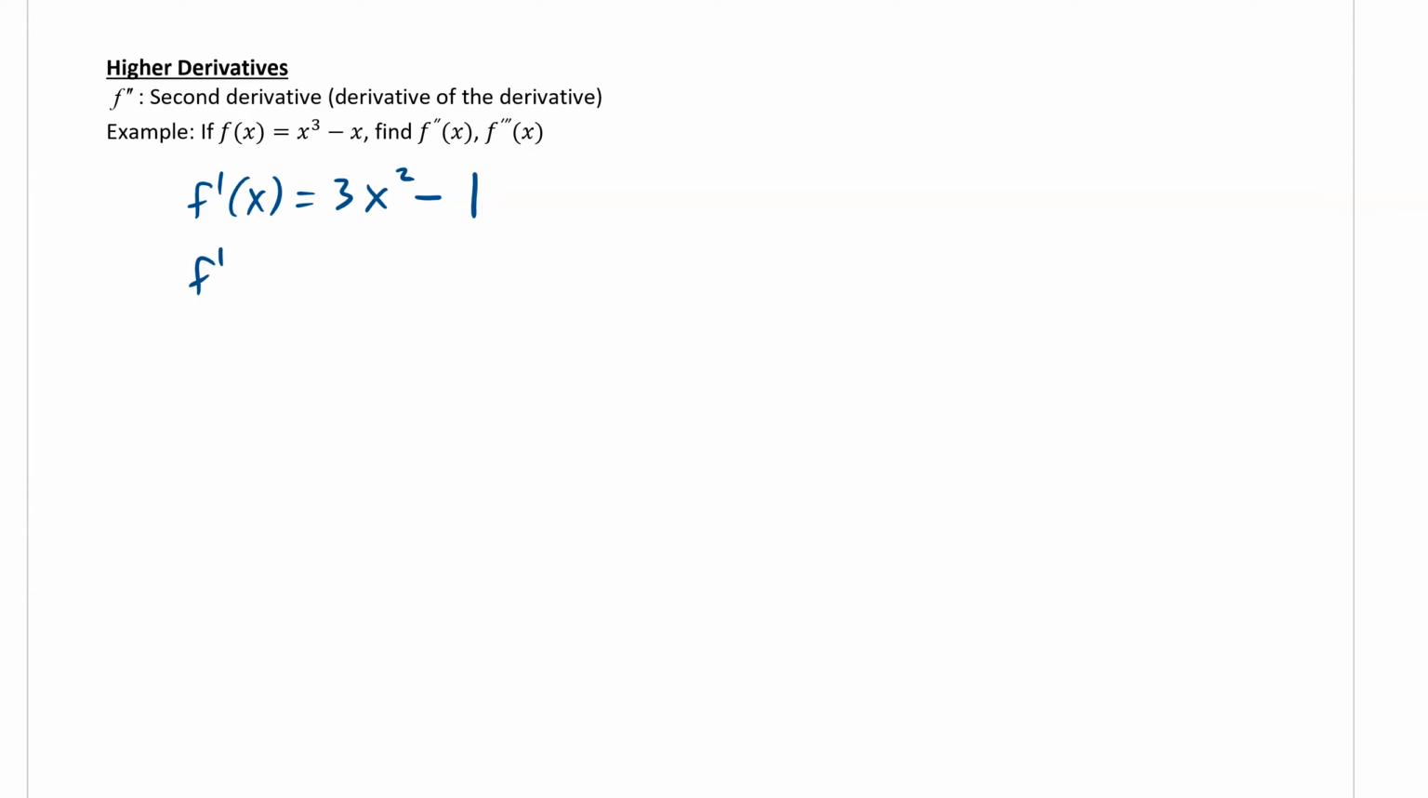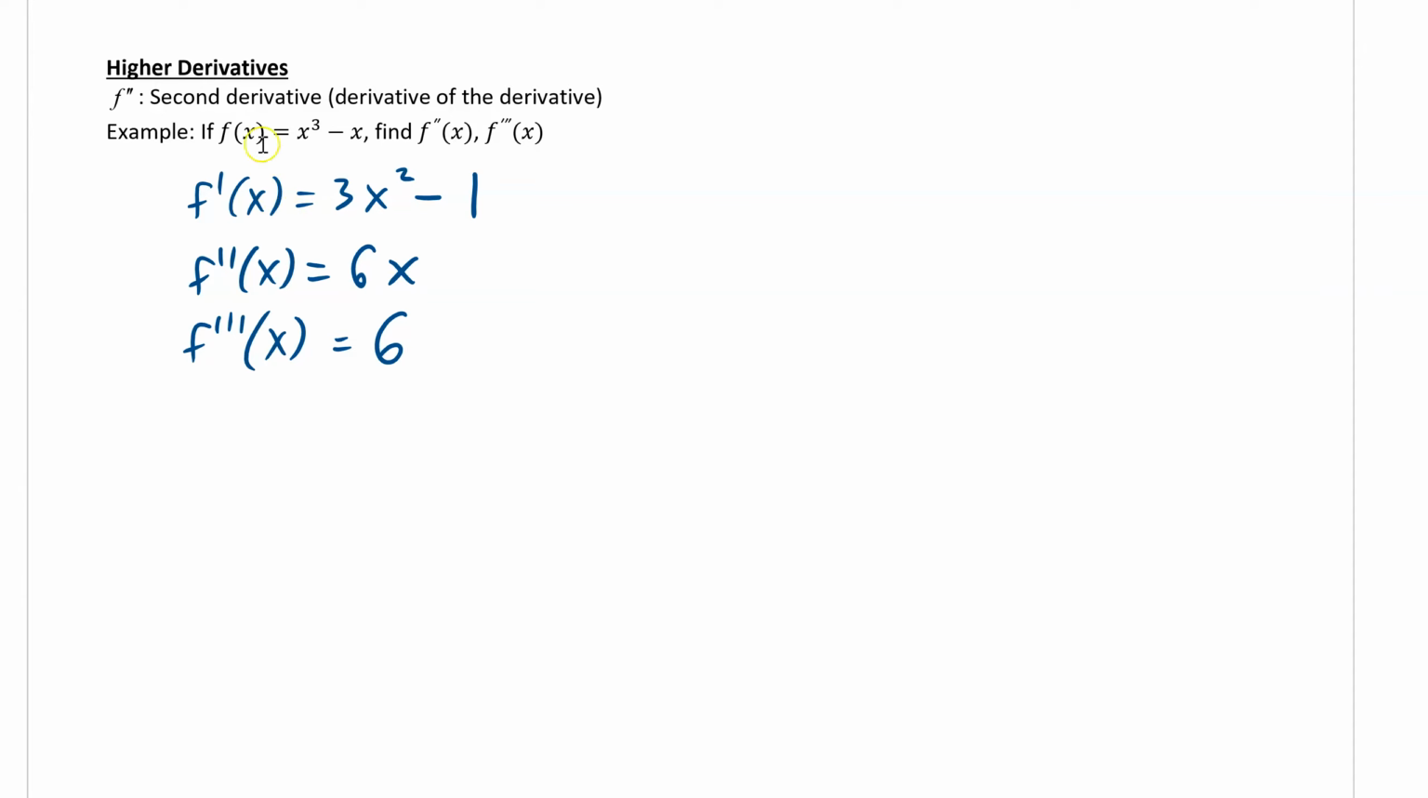And then to find the second derivative, you just continue. So second derivative means derivative of the first derivative. So that would become 6x. And then you can keep going and say, well, let's find the third derivative. And that would just be 6. And there you have it.